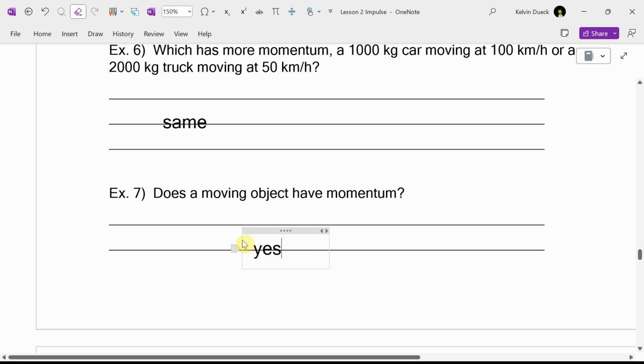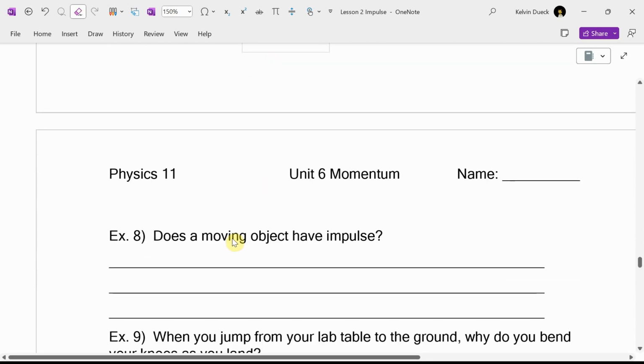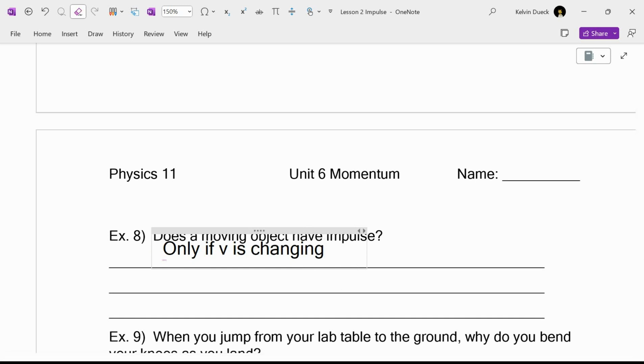Does a moving object have impulse? What did we say impulse was from the very beginning of the lesson? It's not momentum. What is it? Okay, so a moving object will only have impulse if it's changing momentum. And since momentum is mass times velocity, we'd say this: only if v is changing. Or what's a fancy word for a changing velocity? Starts with letter A. Yeah, only if there's an acceleration. If you have an unbalanced force, you have an impulse.